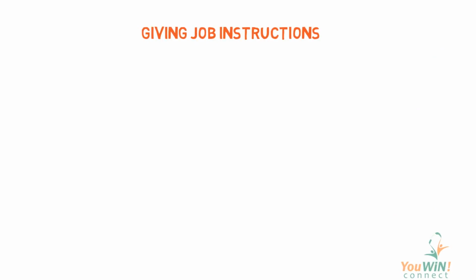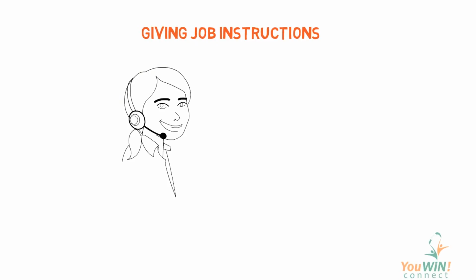Giving job instructions. Before we can give job instructions, we need to state the specific objective of the task or the job at hand. For example, a call center operator. We want to train the call center operator on how to handle complaints from customers. The specific objective will be how to handle complaints effectively. When giving job instructions, you need to use imperative sentences and body language. Even though you're on the phone, your body language can be detected through the tone of your voice.